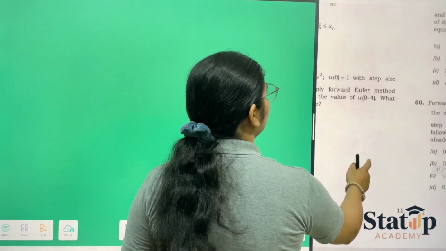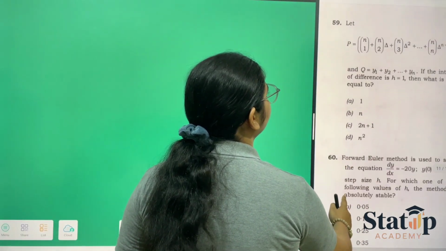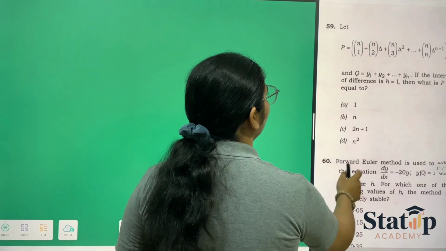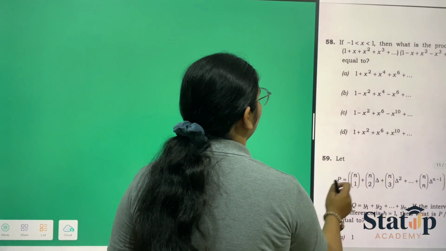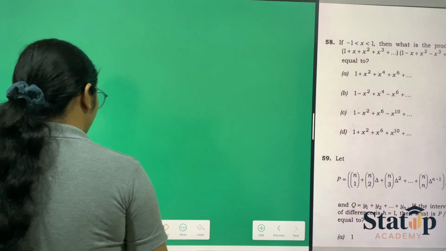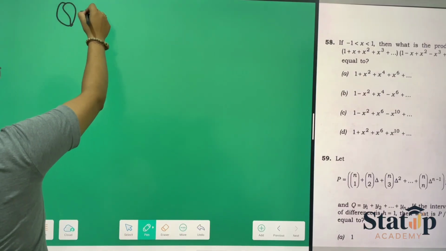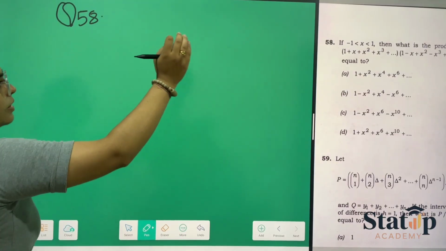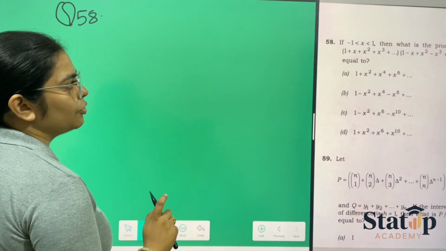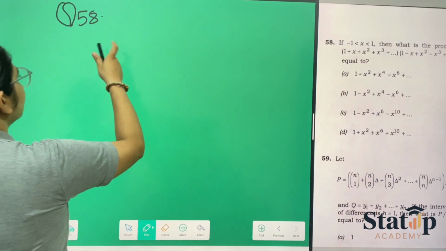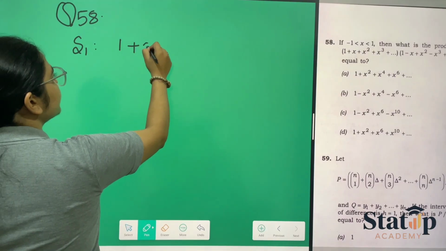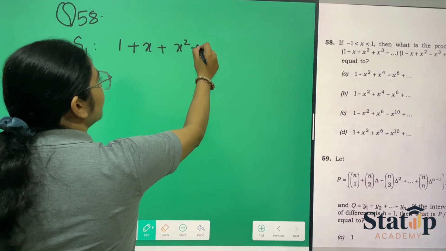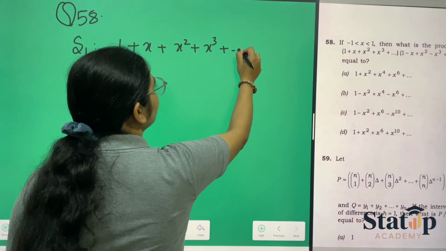Now moving towards another question. Question number 59. 58 before 59. So the 58th question was also an easy question. See, they have given us multiplication of two series. First of all, let us see series 1. It is 1 plus x plus x square plus x cube and so on.